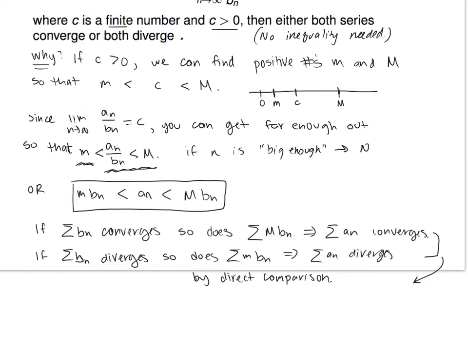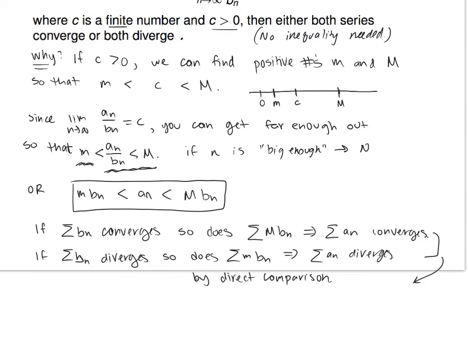The one thing I want to say is you don't have to ever do this proof for the test. You just have to use the test. So the test just says if you find a limit of a ratio of the terms of two series and it's a finite number, either both series converge or both series diverge. You don't have to actually do this proof, but the proof of why it works is officially direct comparison. It reduces to that in the end.